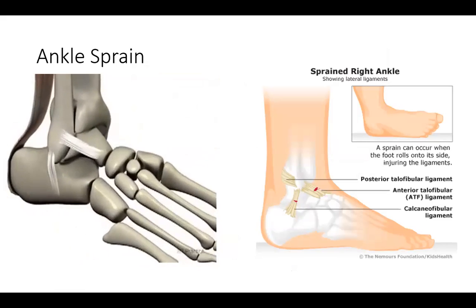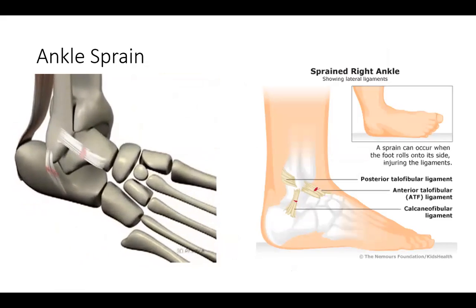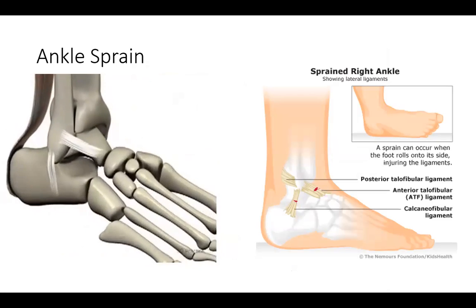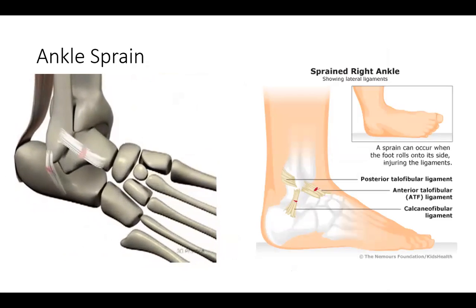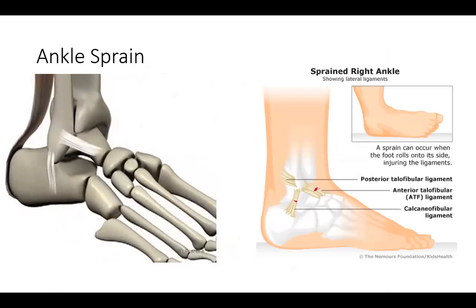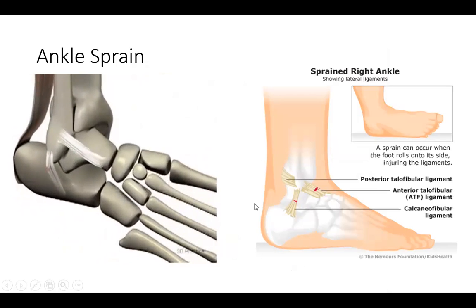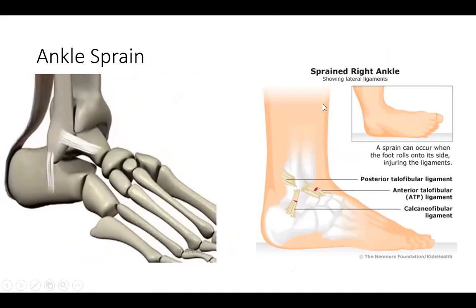That is where we're going to see most injuries occur with what we call an ankle sprain, where we are tearing the ligaments that are attaching the tibia and the fibula together.